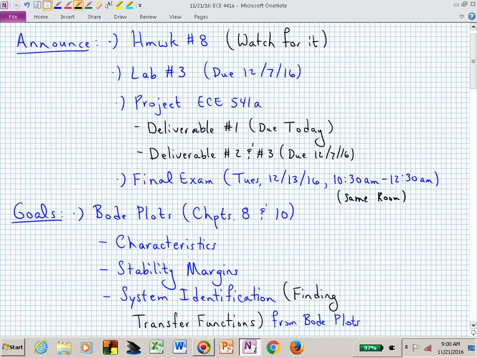The final exam, you will want to make sure your schedule is correct because it's on a Tuesday. So if you're used to only being on campus Monday, Wednesday, Friday, you need to make sure that you're available to be here in this room at 10:30 to 12:30 on Tuesday, the 13th of December.